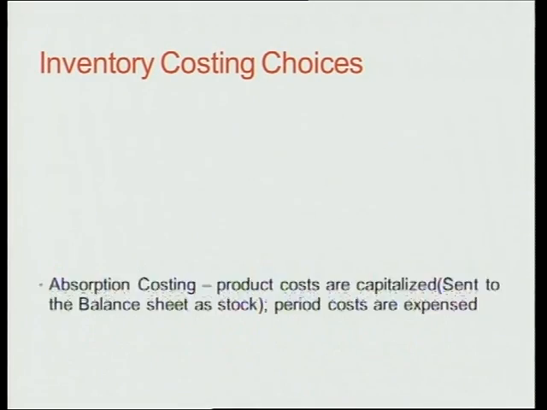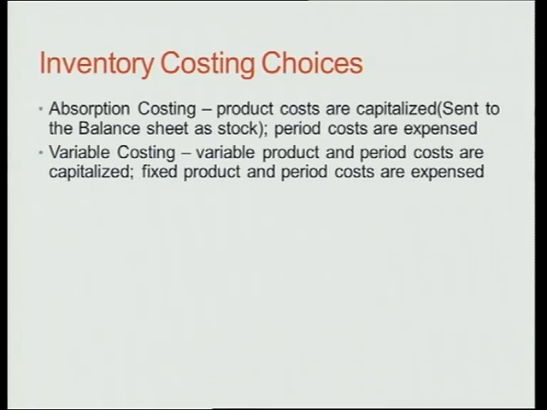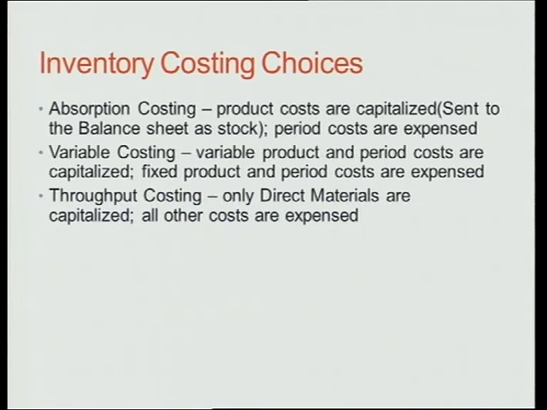Now you have different choices, none of them wrong, none of them right. It's just a different way to look at stock. The first one we're going to look at is absorption costing. The product costs are capitalized, sent to the balance sheet as stock. Period costs are expensed. And in variable costing, variable product and period costs are capitalized, fixed product and period costs are expensed. Throughput costing, only direct materials are capitalized, all other costs are expensed.